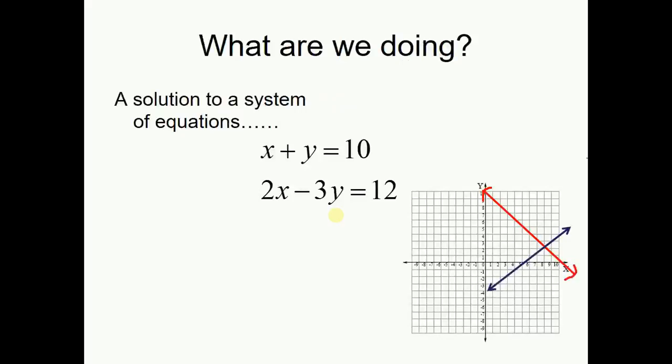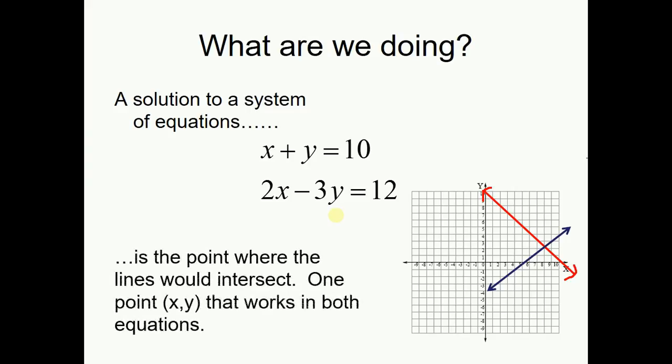So, what are we doing? What have we been doing? A solution to a system of equations. So I have x plus y equals 10 and 2x minus 3y equals 12, and I've graphed those two equations in my coordinate plane there. Well, basically the solution is the point where the lines intersect, right? The point (x, y) that works in both equations.